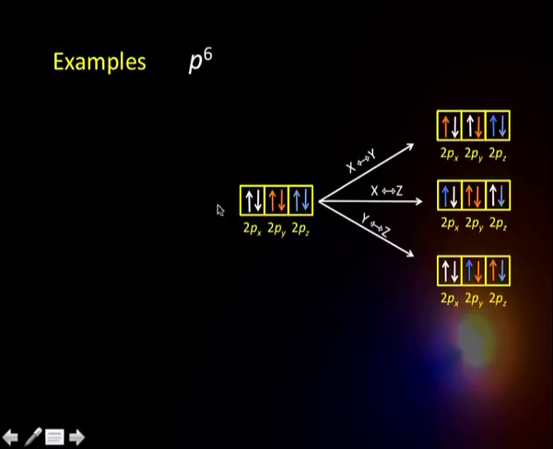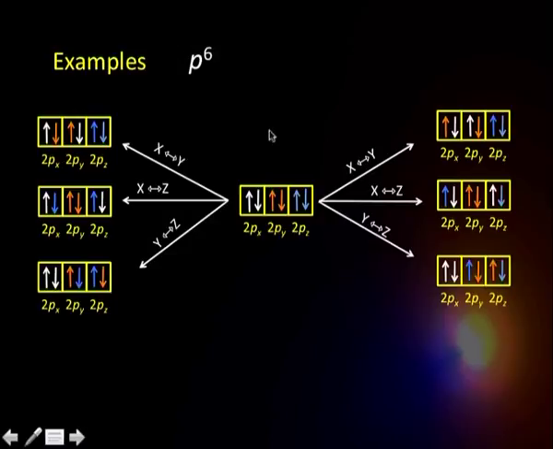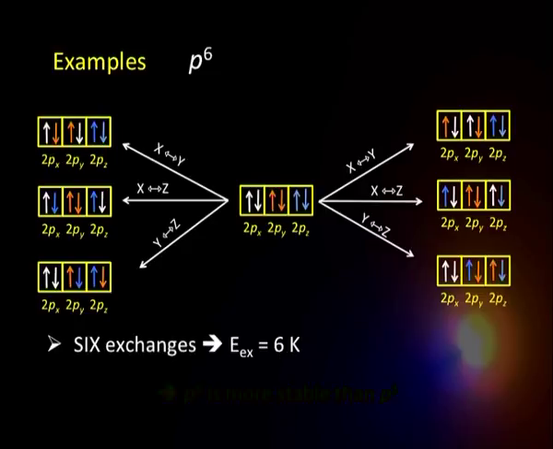Similarly, the 3 spins pointing downwards also exchange their positions, and there are 3 possible exchanges there. So in case of P6, there are 6 possibilities, 6 exchanges possible. The exchange energy will be equal to 6 times K. Since the exchange energy is more in case of P6, the P6 configuration is more stable than the P3 electron configuration. That is a very simple way of looking at the exchange energy and its contribution to the explanation of extra stability of half-filled and fully filled electron configurations.